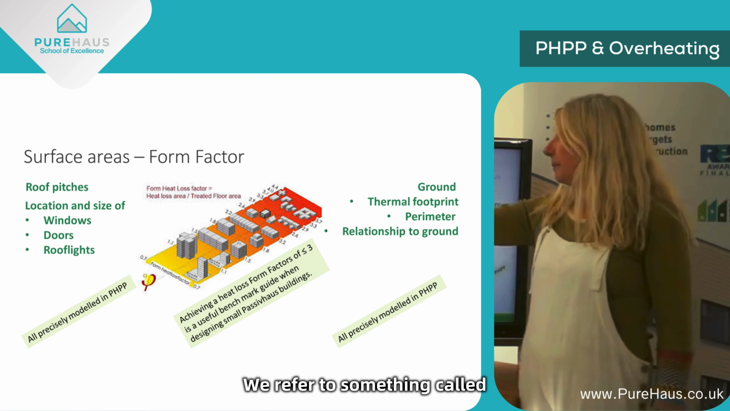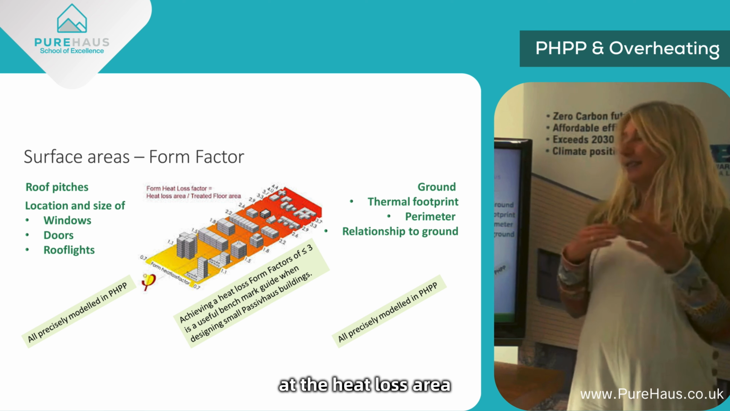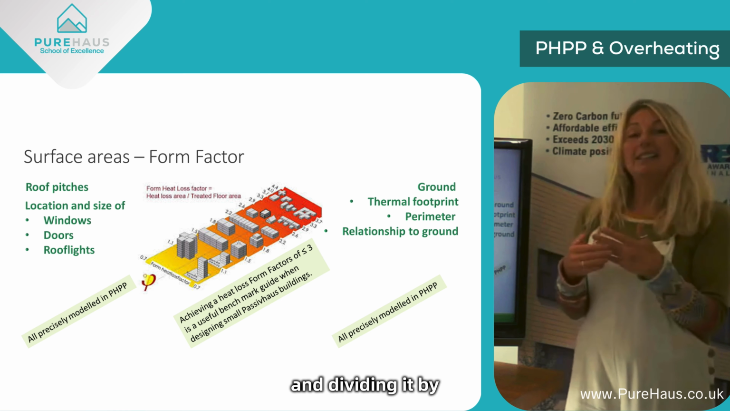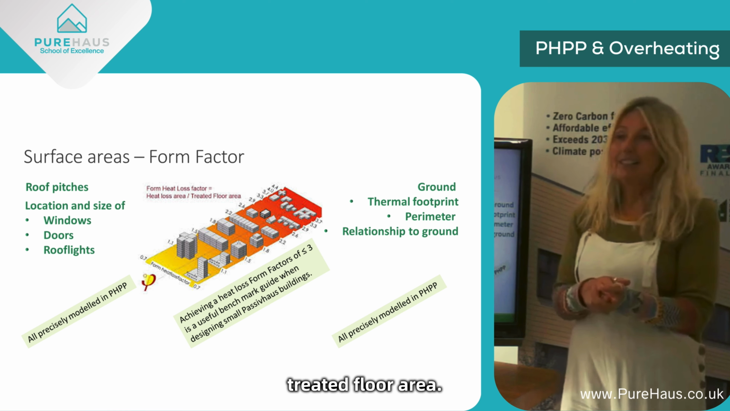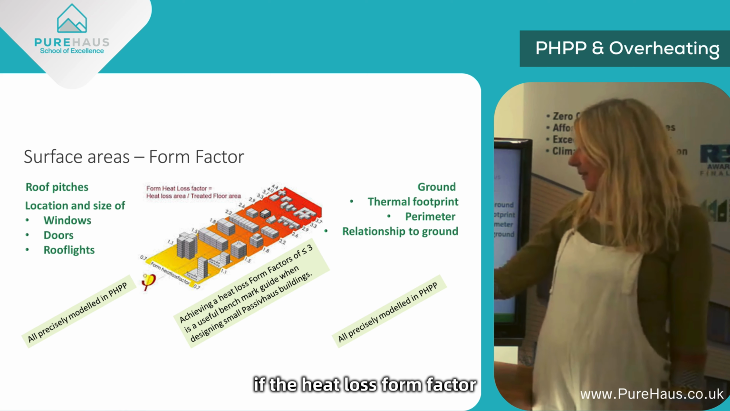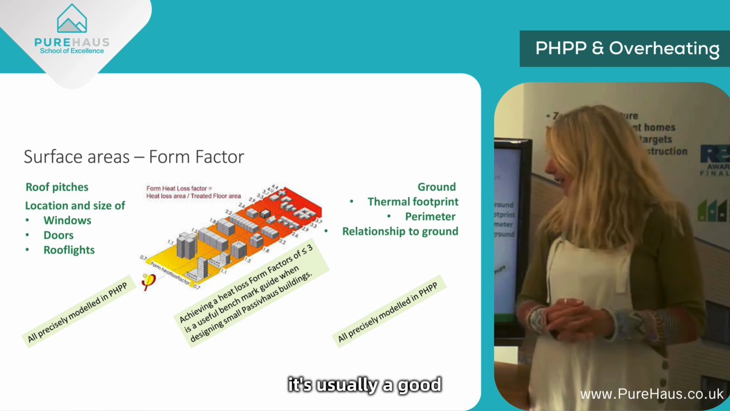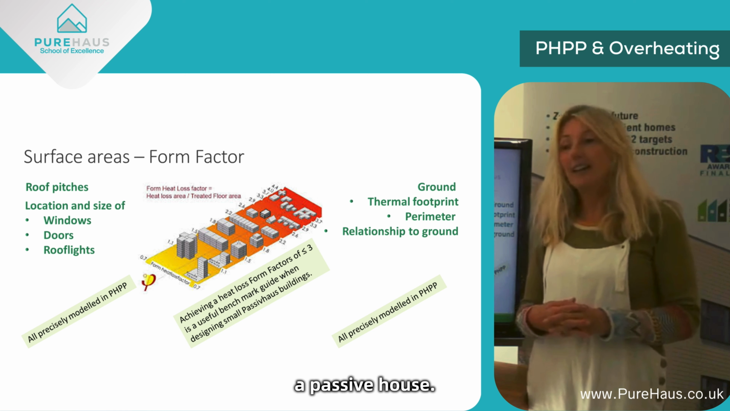We refer to something called the form factor, which is basically looking at the heat loss area, as in the envelope of the building, and dividing it by the usable space, which we call the treated floor area. And if the heat loss form factor is less than 3, it's usually a good benchmark guide that the building will perform as a passive house.